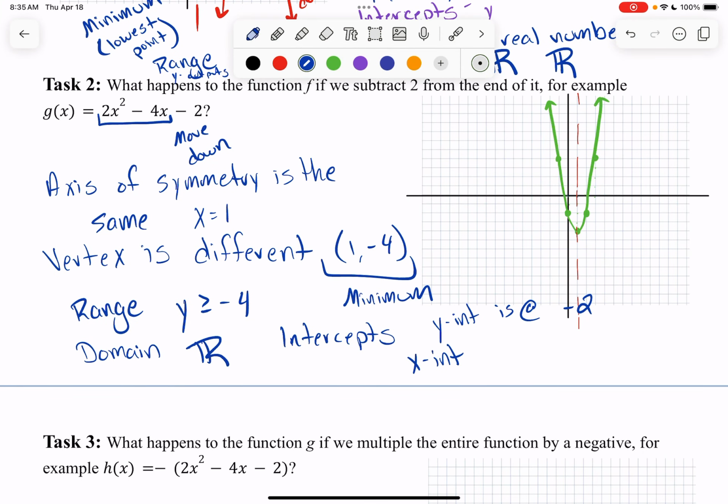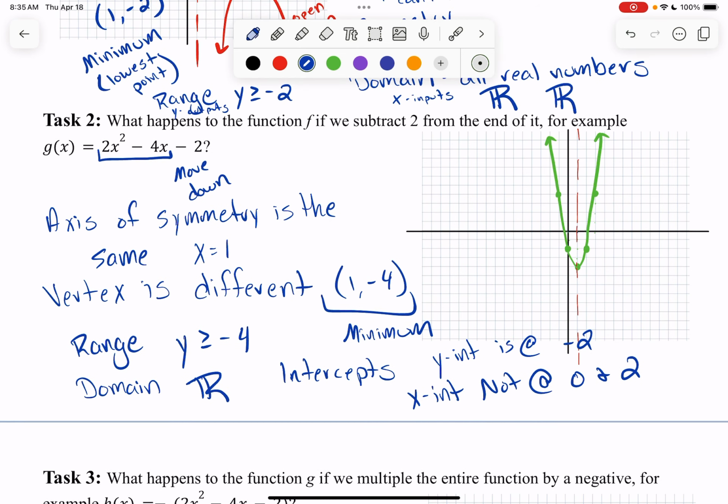So the x-intercepts did change. They're not at 0 and 2 anymore. They're at different points, not super nice points. So the function does move down 2, and a lot of things change about that function. Those x-intercepts change.